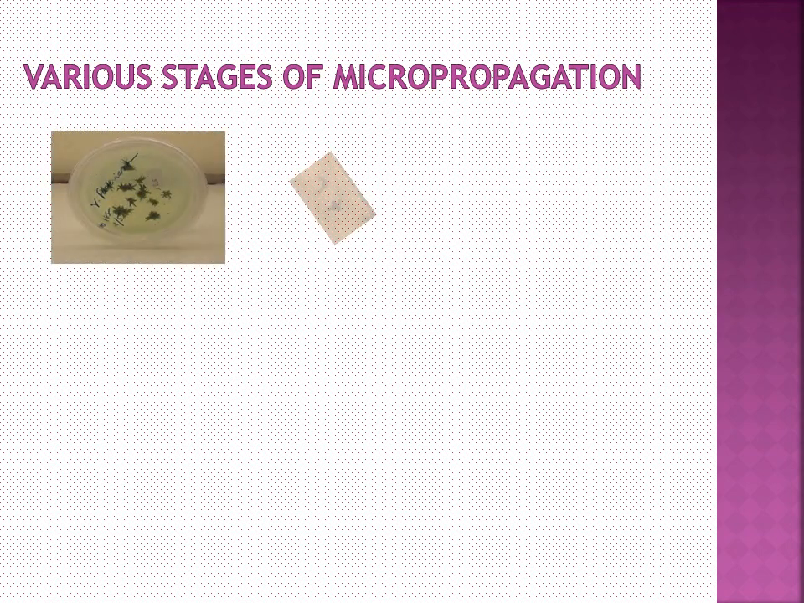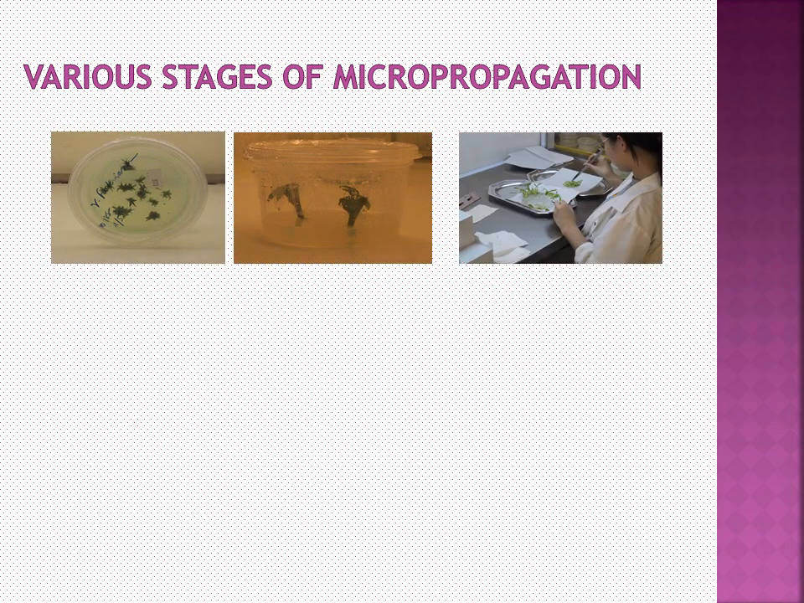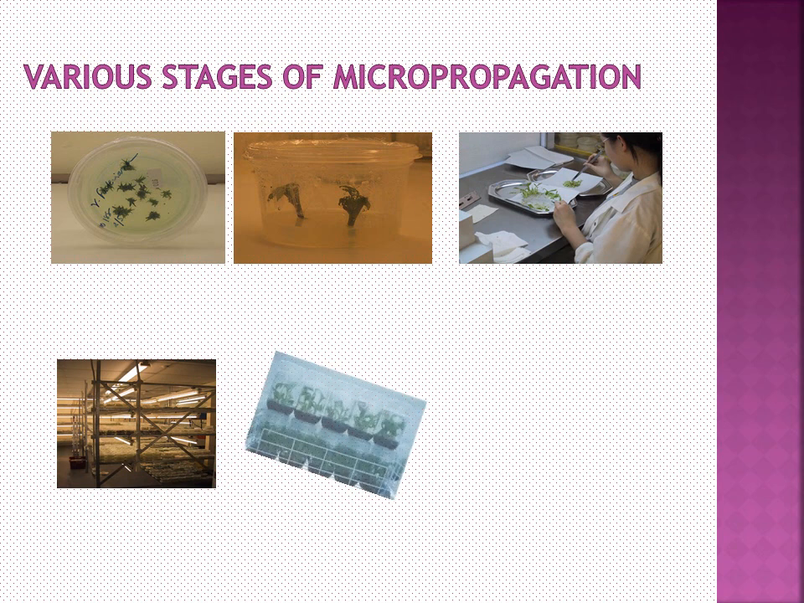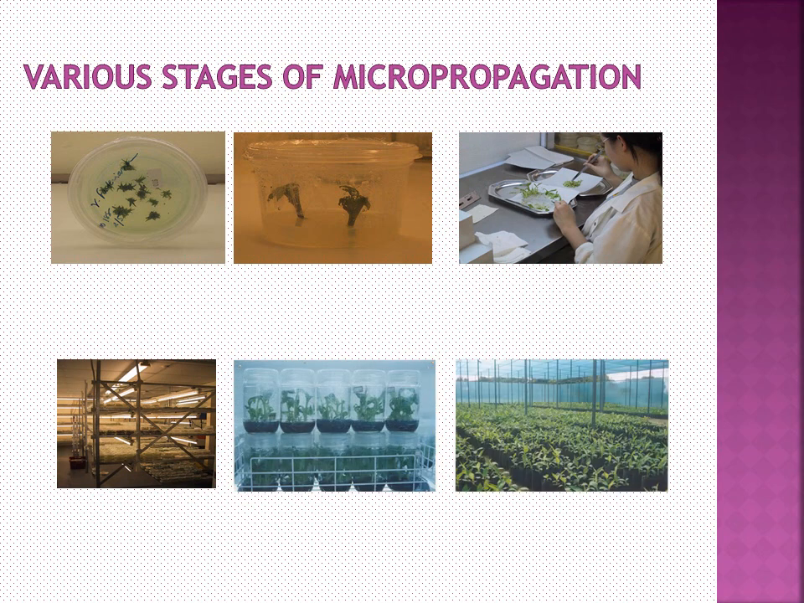Here we have various stages of micropropagation being depicted through different pictures. So the first step, you have the explants kept in the tissue culture medium. In the second, you have the regeneration, you have the shoots coming up. Here we are separating the different shoots under laminar flow hood aseptically. Down from the right to left, you have the tissue culture room. There is the rooting of tissue cultures, and then there is the picture of the greenhouse.